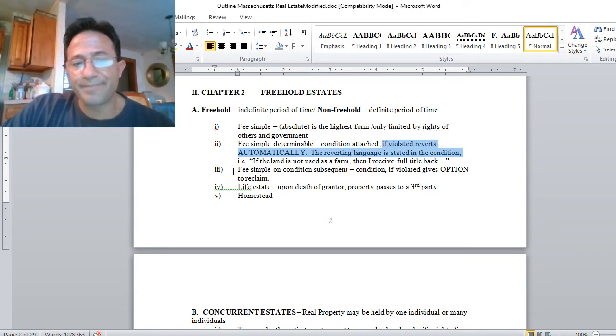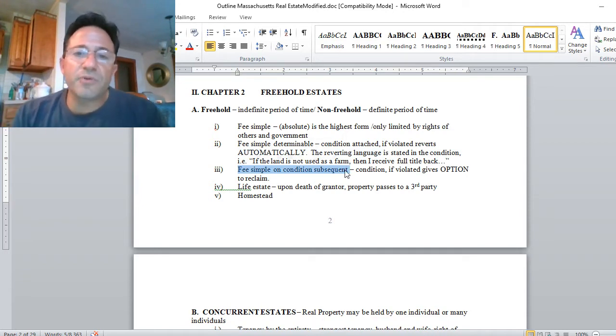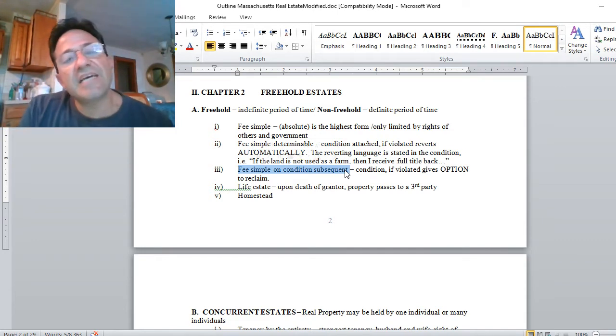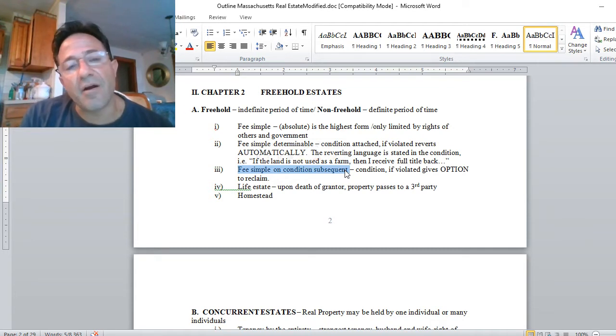As opposed to a fee simple with a condition subsequent. Now, a fee simple with a condition subsequent, I'm going to give you another scenario. Dave grants to you all of my right, title, and interest in the property so long as you use the property as a farm. Now, that is the condition I placed on your title, so long as you use it as a farm. But the difference here is I did not state the result if you violate the condition.